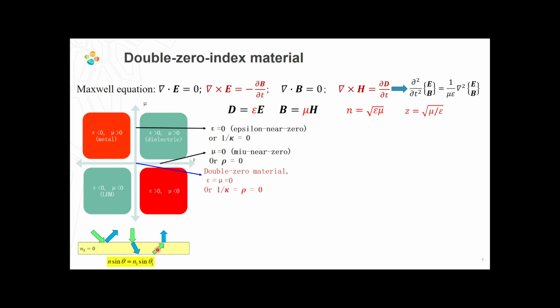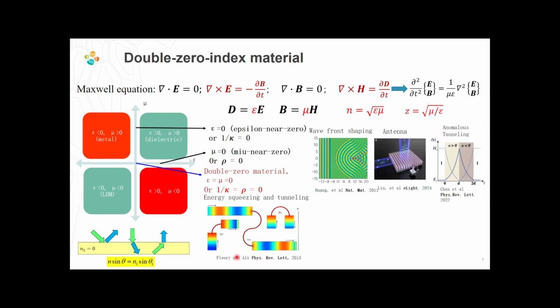Now the question is, why do we want to study this material? Because they have some intriguing properties, like energy squeezing and tunneling. For example, you have a waveguide and connect two waveguides by these very crazily shaped narrow waveguides. If you have normal material, there's no way your wave can propagate from this waveguide to the other. But with zero index material, this is possible: you can squeeze the energy into these thin channels and then propagate. You can see there are some examples.